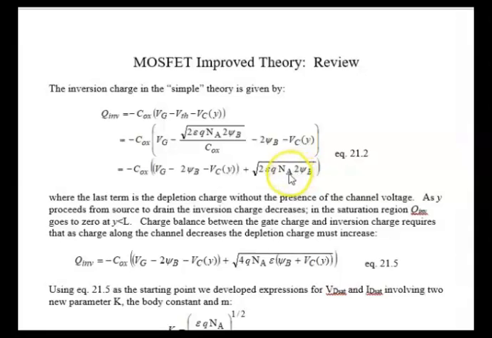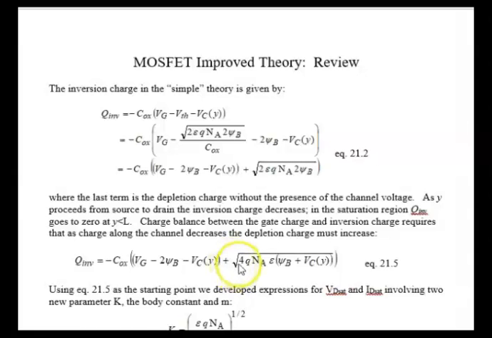And we're going to say that as the mobile inversion charge along the channel decreases, the depletion charge increases. And of course, they're both negative. Just one goes up and the other goes down. So this one gets smaller and this one gets bigger, and notice that they have opposite signs. And that is the essence of the quote-unquote improved theory.